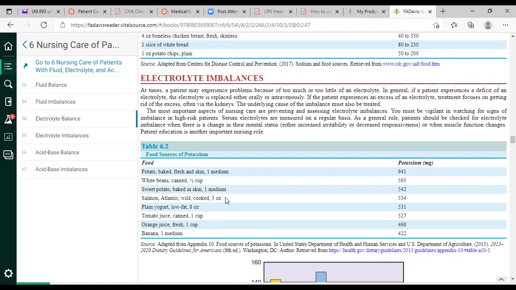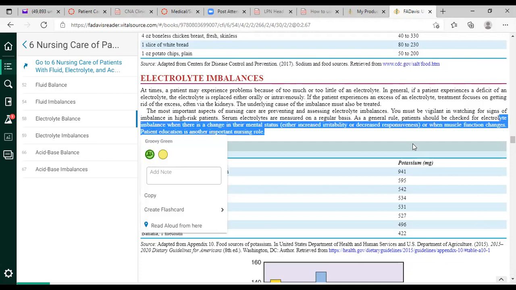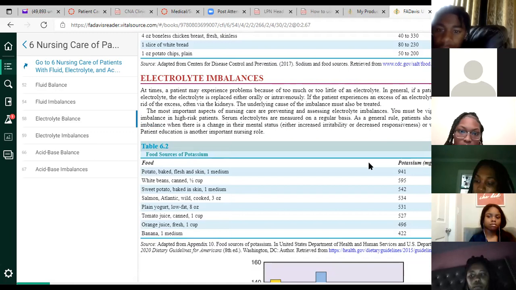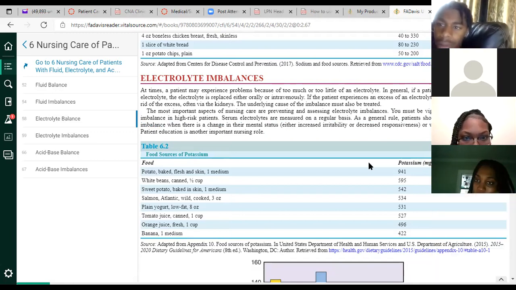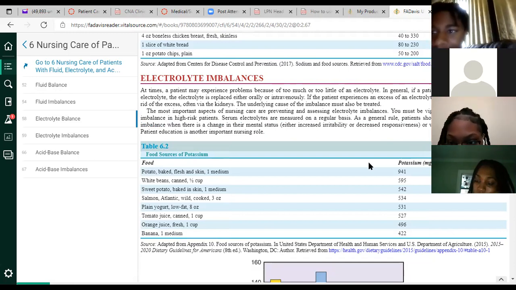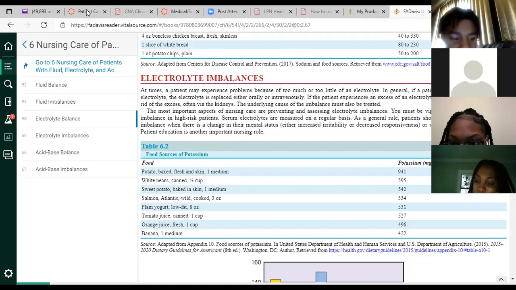potassium. And will somebody read these two paragraphs under electrolyte imbalance? At times, a patient may experience problems because of too much or too little of an electrolyte. Is this in your way? I couldn't see it. Okay. It's in order.